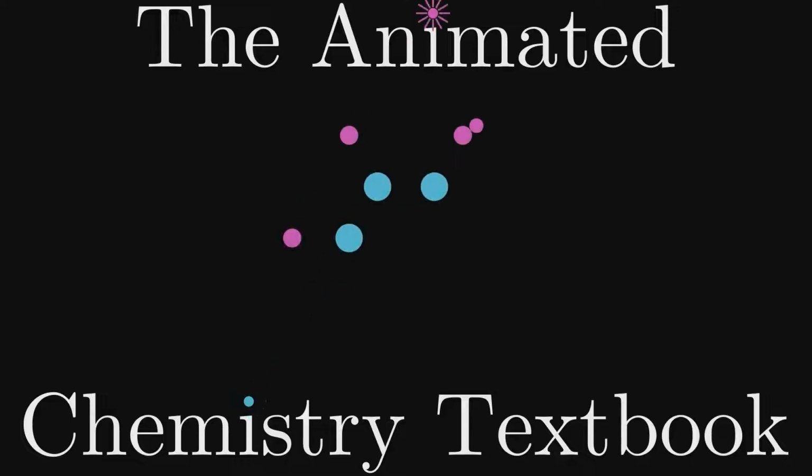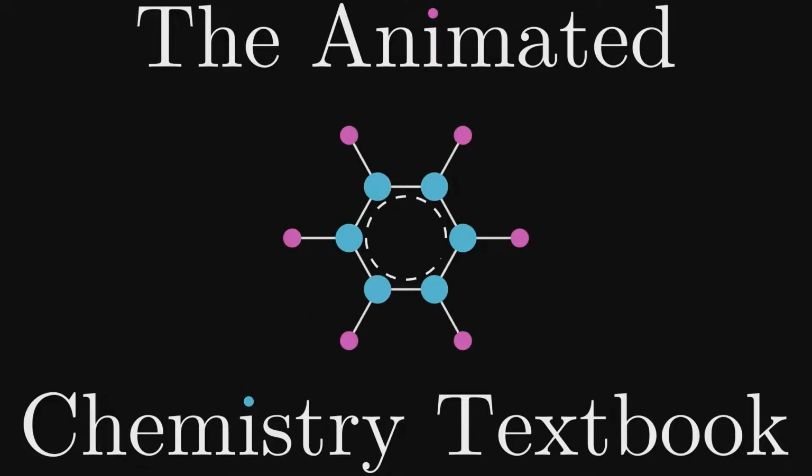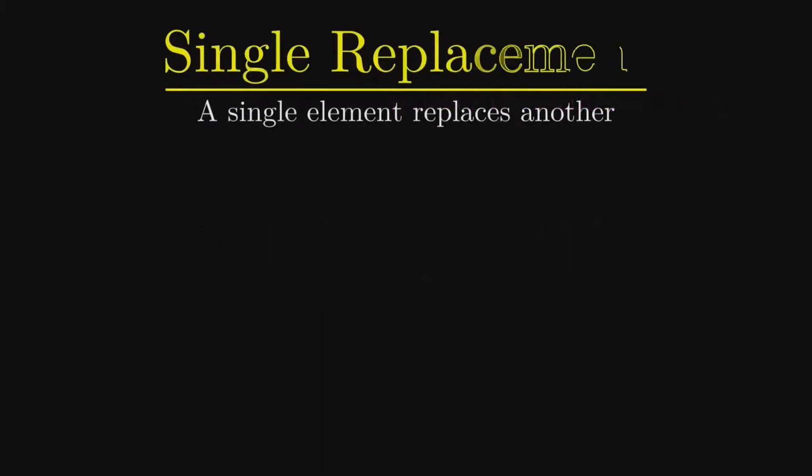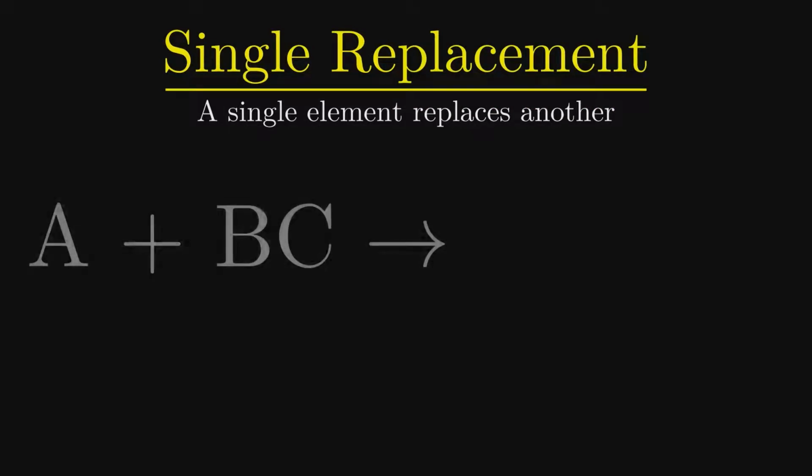Welcome, fellow chemists. Today's video will cover the activity series and its use in predicting the outcome of single replacement reactions. This video is a step up from the first one, as it not only assumes you know how to use the activity series, but we will also develop the formulas for the products and balance the equation. Before that though, let's quickly review single replacement reactions, which are quite simple.